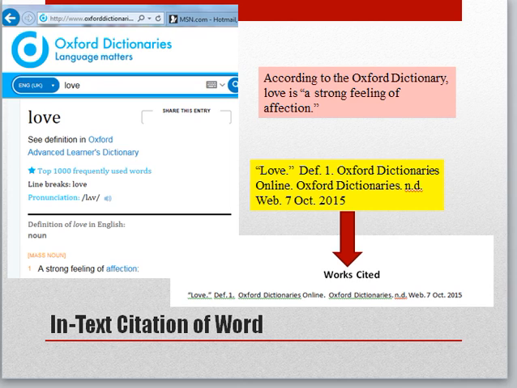So if I was going to reference the Oxford Dictionary definition in my essay, I could say something like this. According to the Oxford Dictionary, "love is a strong feeling of affection." And notice the period is inside the quotes. So that's how I would cite it in the text of my essay. And then at the end on my works cited sheet, I would put the full citation. So notice, if you cite something in your paper, you must have a corresponding full citation on your works cited page.